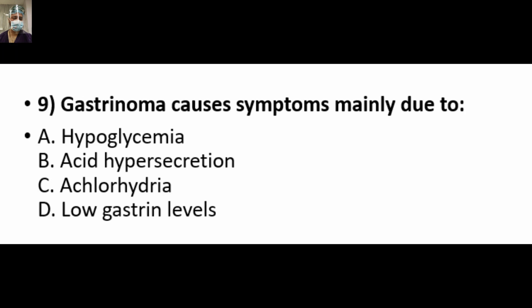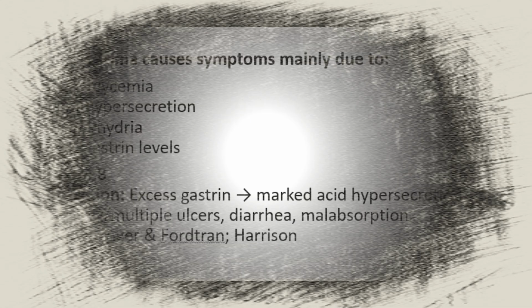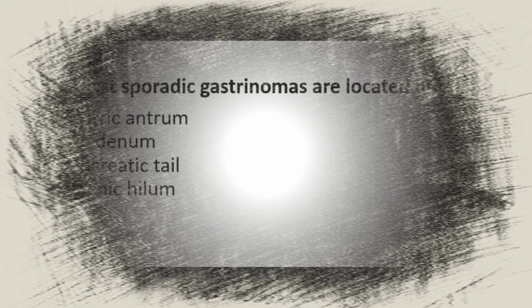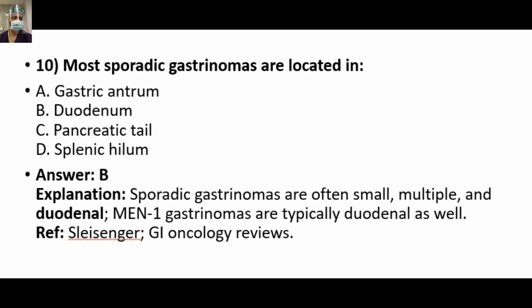Gastrinoma causes symptoms mainly due to, so answer is B, excess gastrin leading to hypergastrinemia, marked acid hypersecretion that is refractory, multiple ulcers, diarrhea and malabsorption. Most sporadic gastrinomas are located in, we have already covered all these questions, all the questions that were asked, I have already answered in my video. So answer is B.